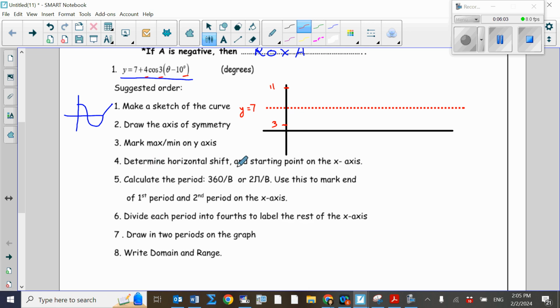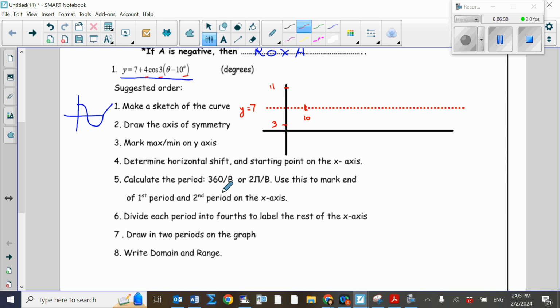Then we need to find the horizontal shift, the starting point on the x-axis. It comes from this value. As you see, we have theta minus 10. That means the function is moved right 10. Although I have a negative, this is going to move right 10. So this is the first point at 10.